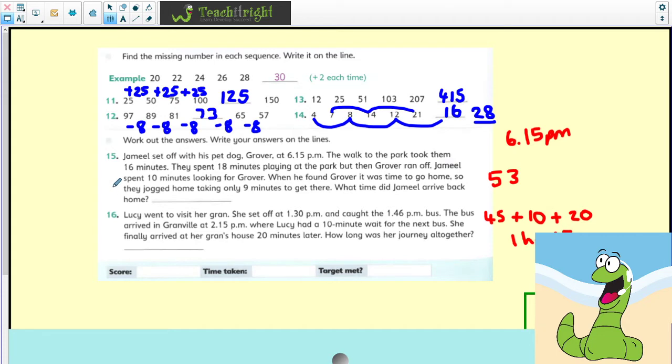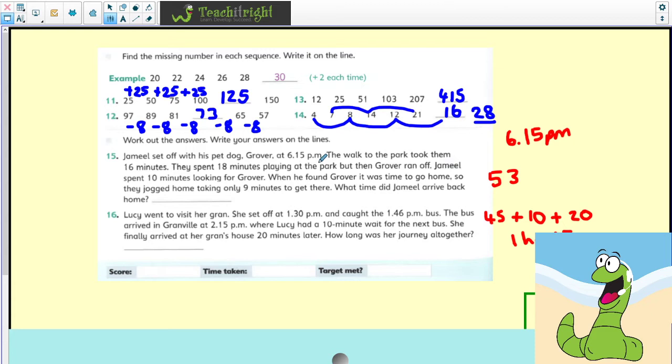So, question 15, we've got Jamil set off with his pet dog, Groover, at 6:15 p.m. The walk to the park took them 16 minutes. They spent 18 minutes playing at the park, but then Groover ran off. Jamil spent 10 minutes looking for Groover. When he found Groover, it was time to go home, so they jogged home, taking only 9 minutes to get there. What time did Jamil arrive back home?